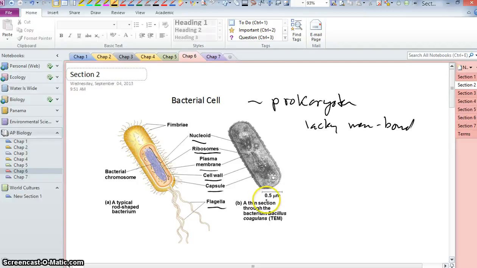You can see the approximate size. That's a half of a micron. You have 1,000 microns in 1 millimeter. So this is a pretty small size. This guy's about a half micron wide and maybe 2.5 microns long. Bacteria generally are less than 10 microns in size.